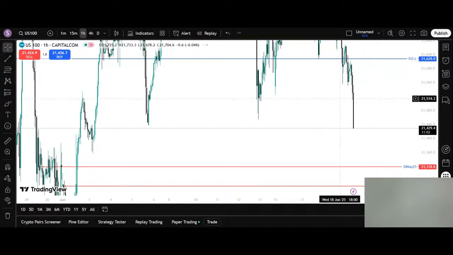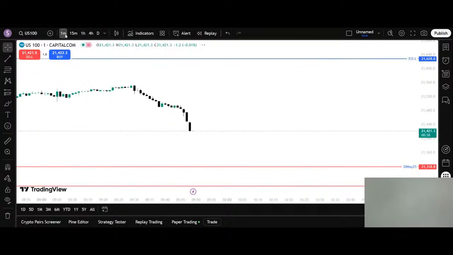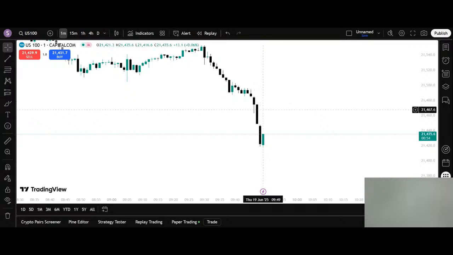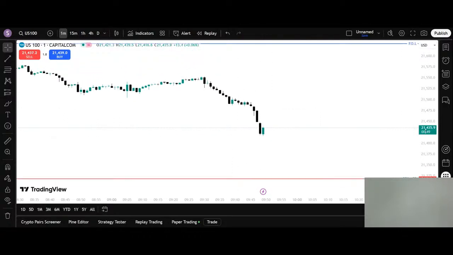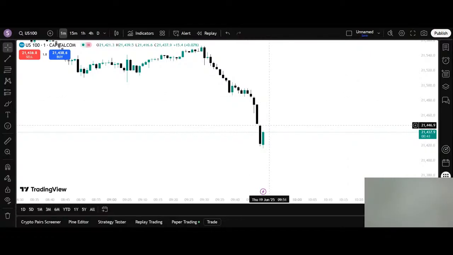Let's get this out of the way. I wanted to take a trade, but it did not wait for me or give any entry in the FVG and went there without me. Sometimes it happens. It's okay. So let's see if we can find a trade today.